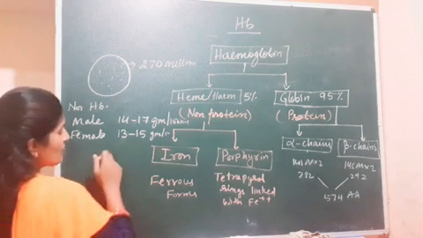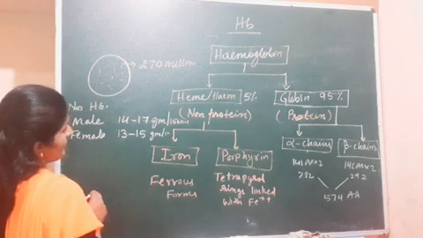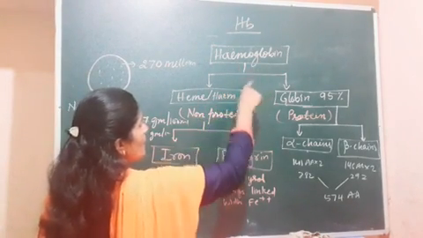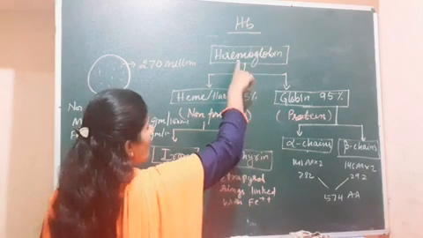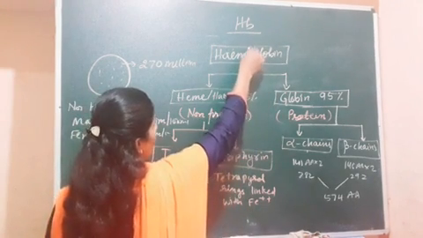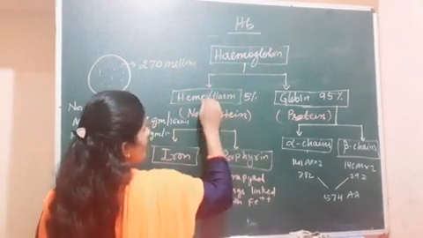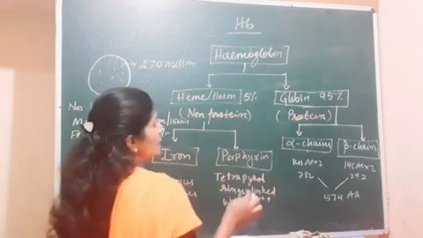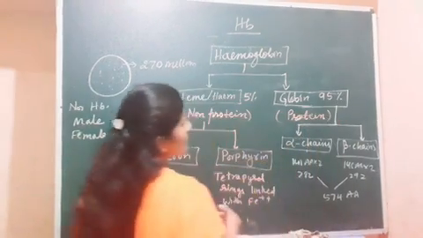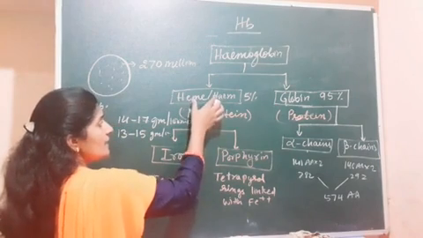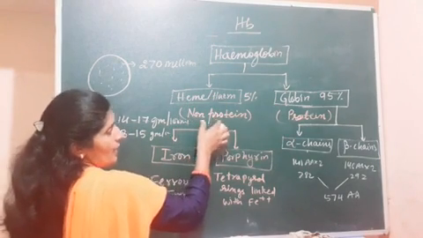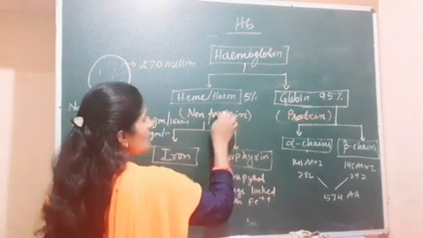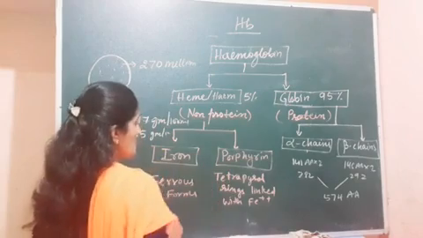Then each molecule of hemoglobin contains two main parts, heme and globin. Half we will make as heme on one side and globin on the other side. The heme content is 5% and the globin content is 95%. Heme is a non-protein part and globin is the protein part. Globin is a protein, but heme is not a protein. It is a non-protein part.